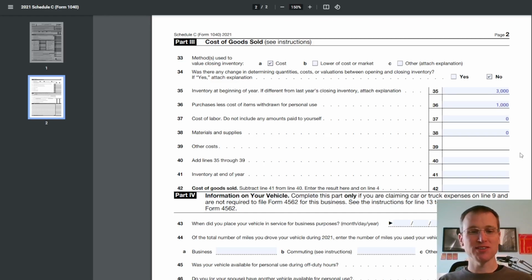Line 39, other costs. I love this one because in the instructions for this form, there is nothing.